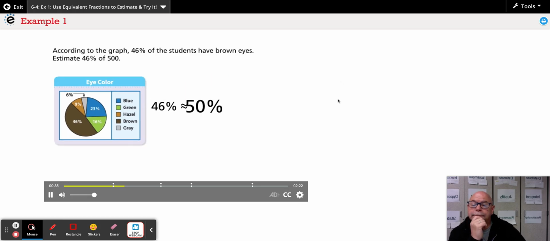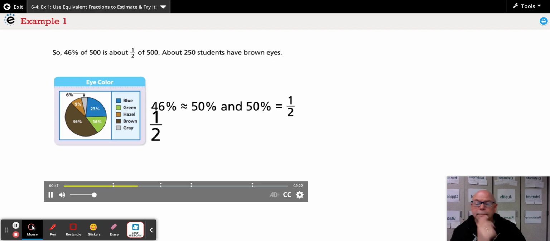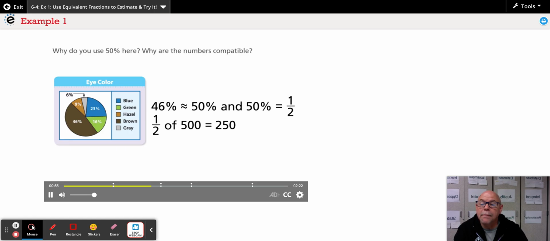Estimate 46% of 500. So 46% of 500 is about 1/2 of 500. About 250 students have brown eyes. Why do you use 50% here? Why are the numbers compatible?